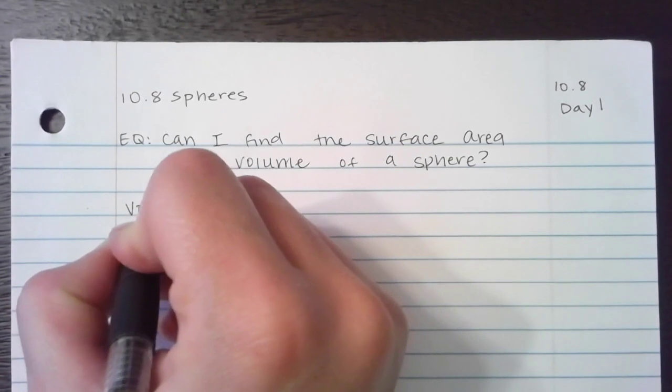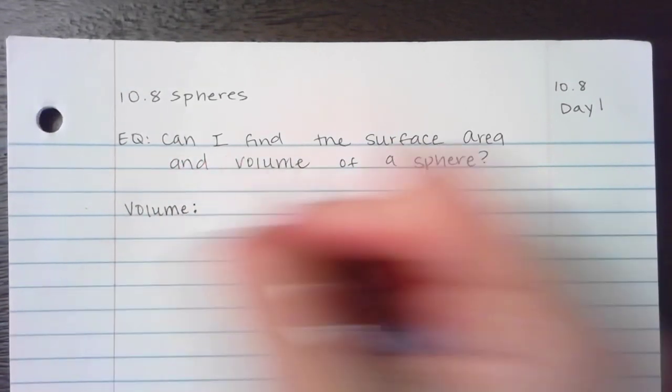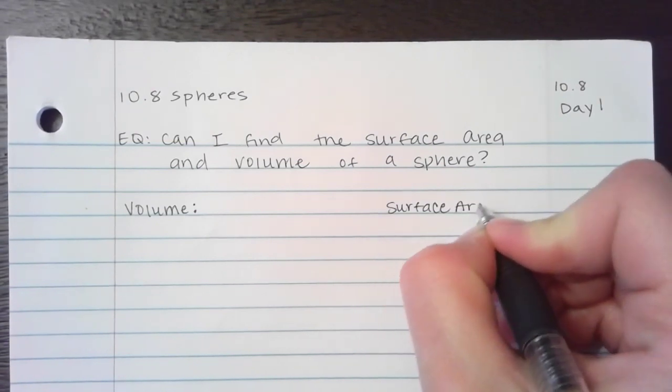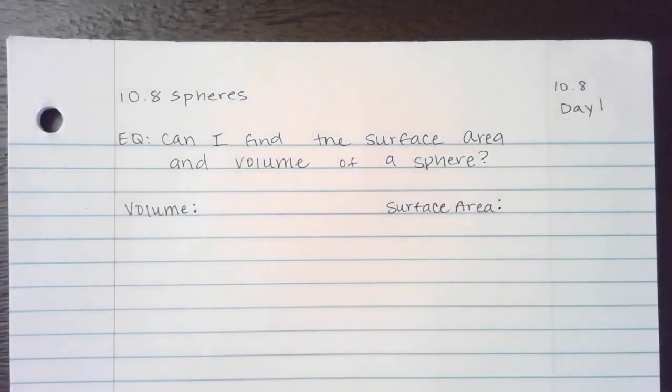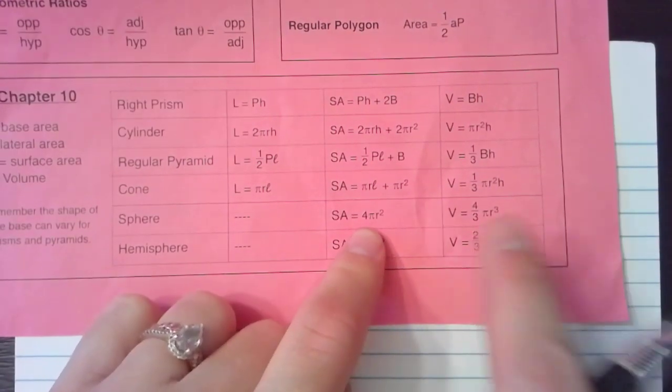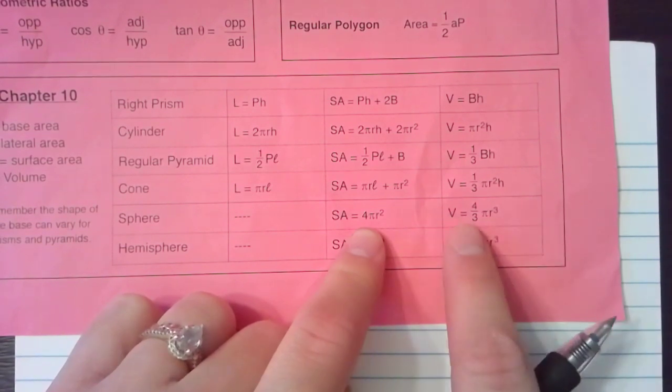So the first thing we need to know is, how do you find the volume? How do you find the surface area? Meaning, what formula do I use? How do I go about this? You do not have to memorize those. Those will always be given to you. If you don't have your formula sheet at home, now would be the time to write them down. We're going to write them in our notes.